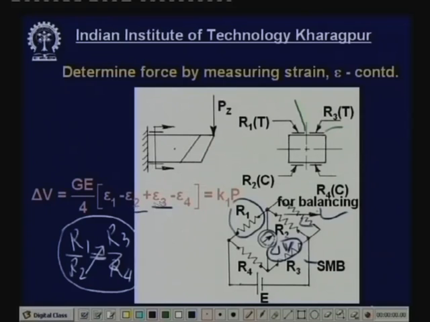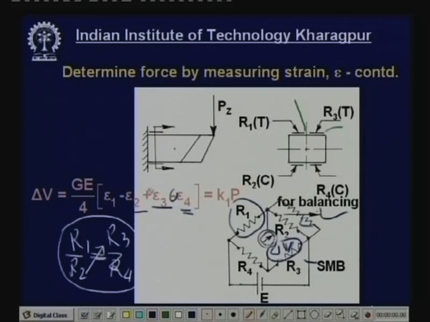Now since epsilon 2 and epsilon 4, the strains will take place in the strain gauges which are in compression, so they will create negative. So this will be minus and this will also be minus. So minus E4 and minus E2, minus minus will be plus. So all of them will be added: epsilon 1 plus epsilon 2 plus epsilon 3 plus epsilon 4. This will be plus because they are compressive, minus minus plus. So delta V will be GE by 4 into 4 epsilon, if all the strains are equal.